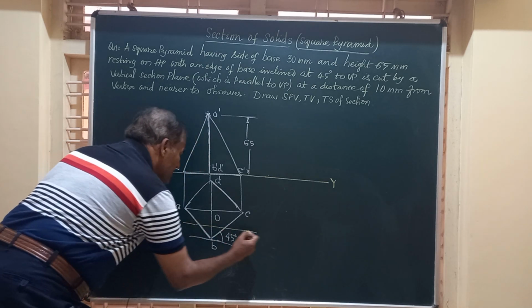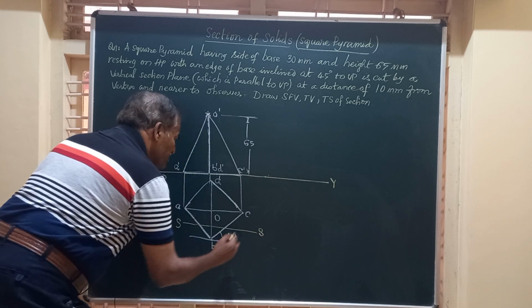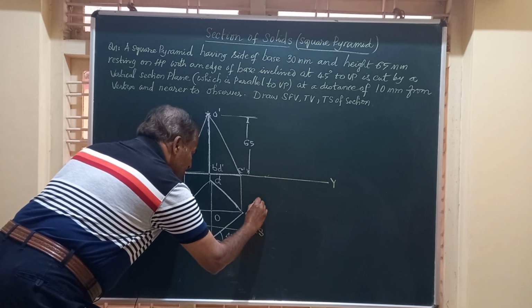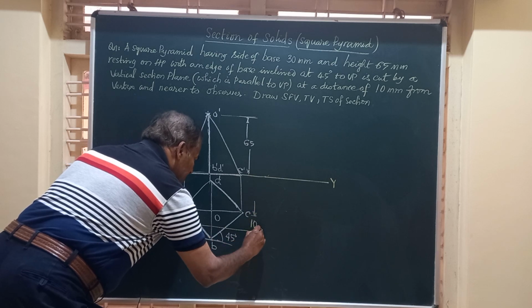I call this as section plane SS, and is at a distance of 10 millimeter from the axis. So I just mark it as 10, 10.